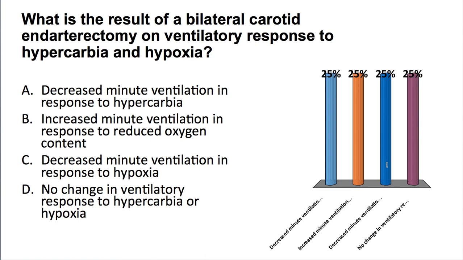Here's a question for you. What is the result of bilateral carotid endarterectomy on ventilatory response to hypercarbia and hypoxia? Well, the carotid body is present at the site of the carotid endarterectomy, and it's denervated during a carotid endarterectomy. So your response to hypoxia is not present if you had a bilateral carotid endarterectomy. So C, a decreased minute ventilation in response to hypoxia. You would not hyperventilate in response to hypoxia if you've denervated the carotid body bilaterally.